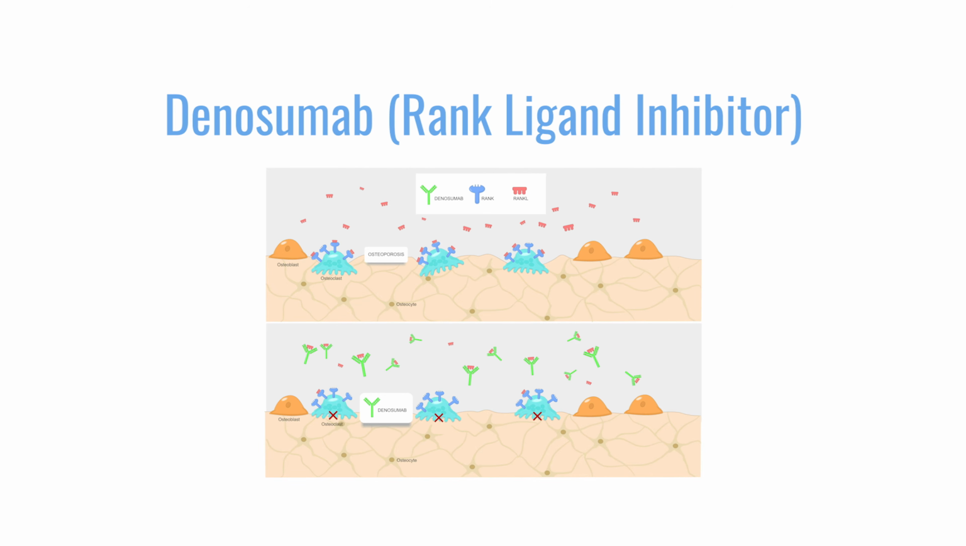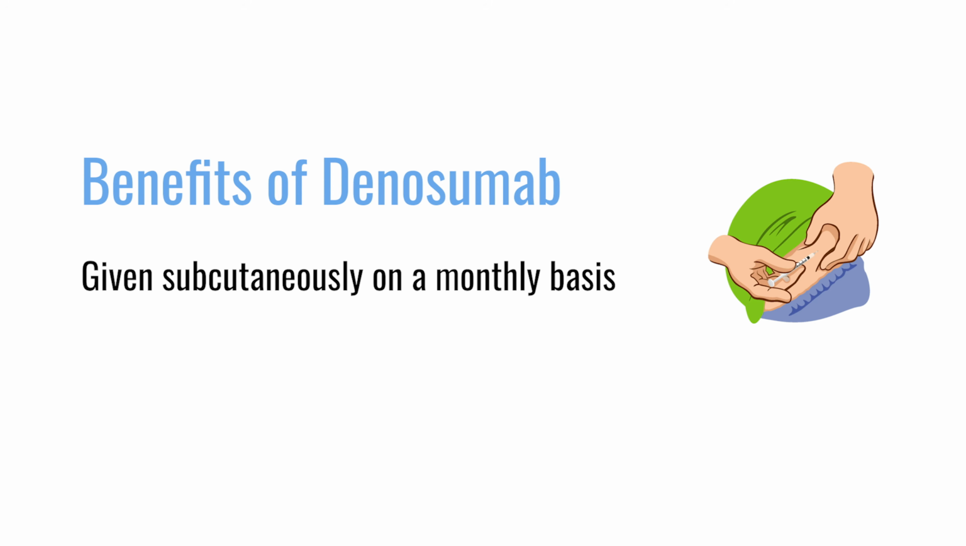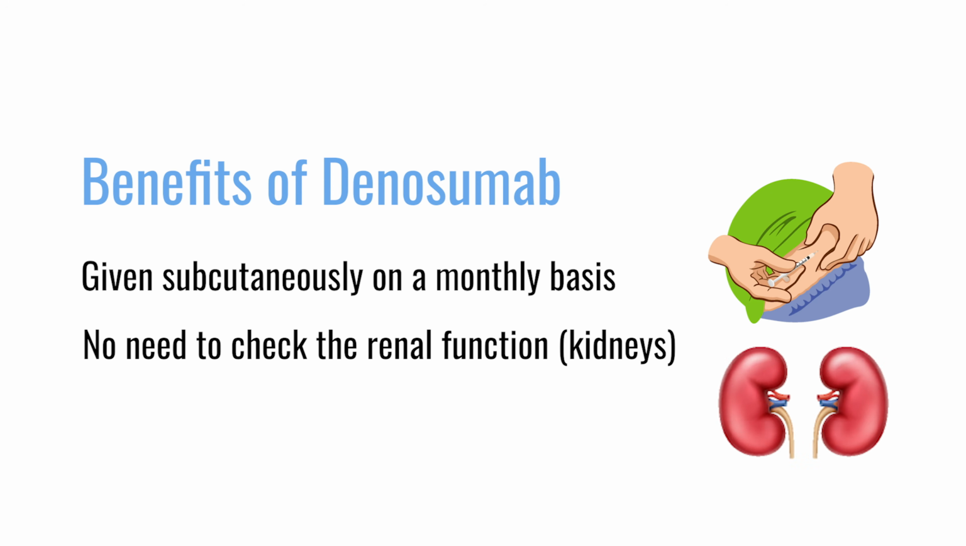We have a newer kid on the block, denosumab, which is a rank ligand inhibitor. And denosumab is very conveniently given. It's given as a subcutaneous injection, and in contrast to bisphosphonates, bisphosphonates are given as an infusion. So denosumab, a rank ligand inhibitor, also called Xgeva, is given subcutaneously, monthly, and the nice thing is you don't have to check the renal function. So independent whether you have renal damage from the multiple myeloma to your kidneys, you can get the denosumab.